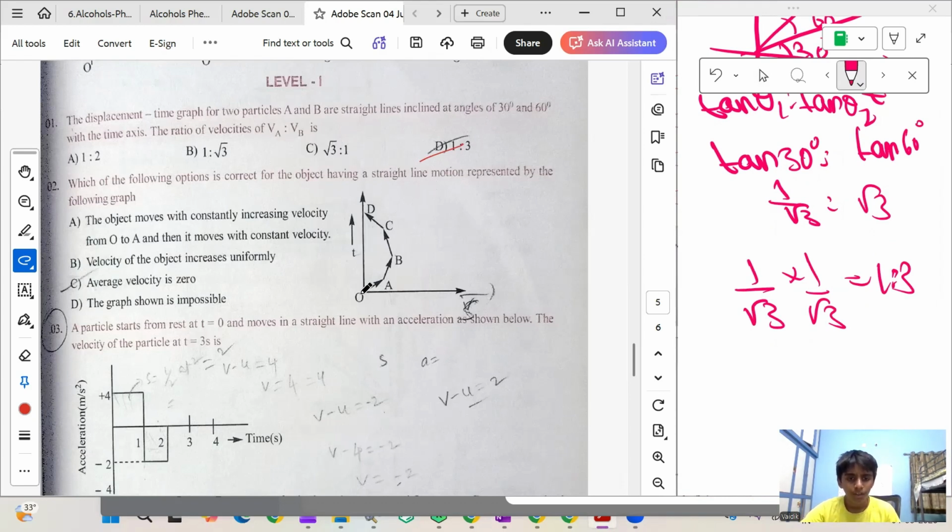Second, which of the following options is correct for the object having a straight line motion represented by the following graph? Here it's starting from here and again coming here. So the displacement is 0 and time is changing. So the velocity of the body is 0.